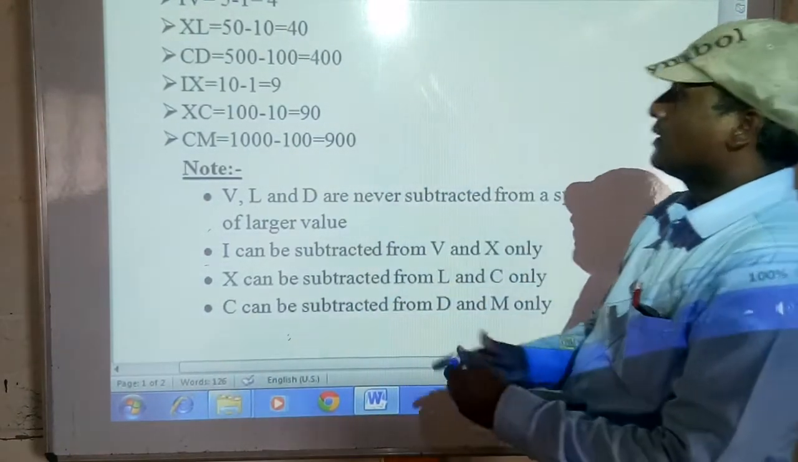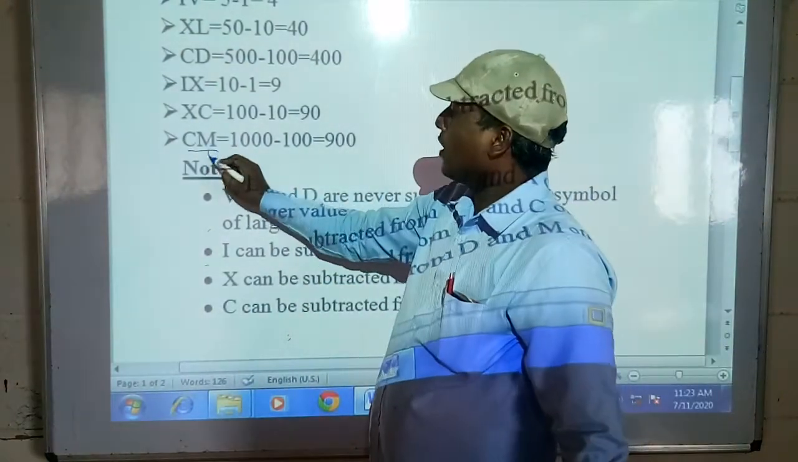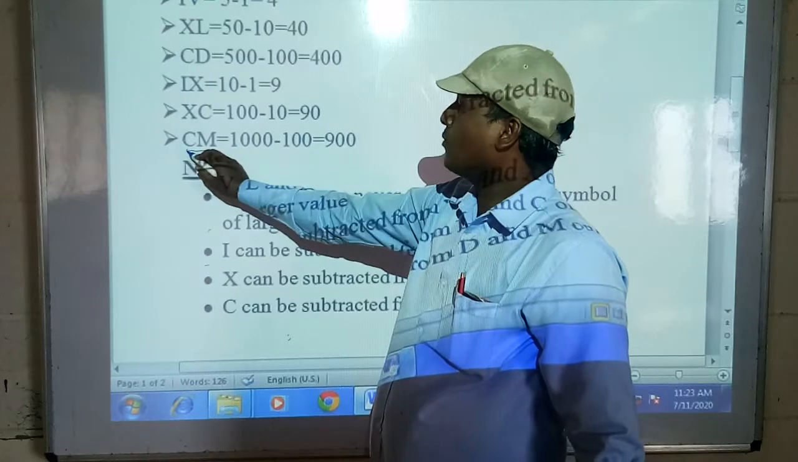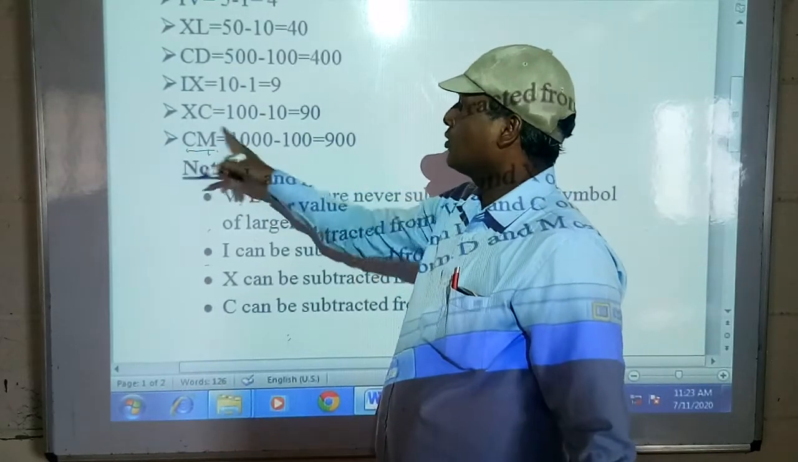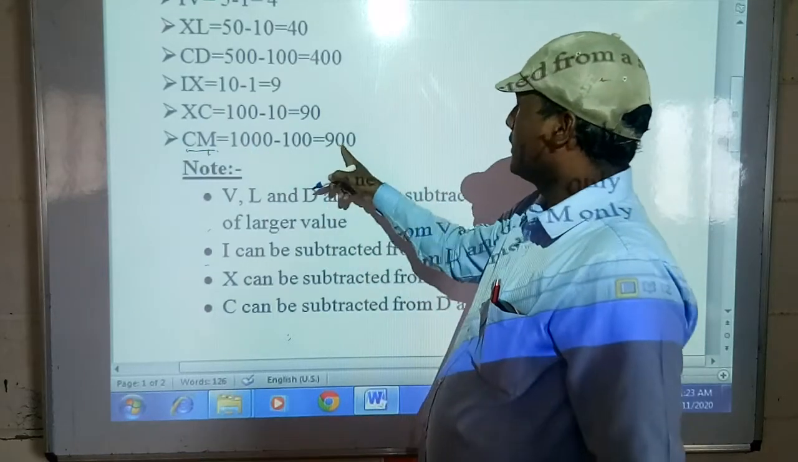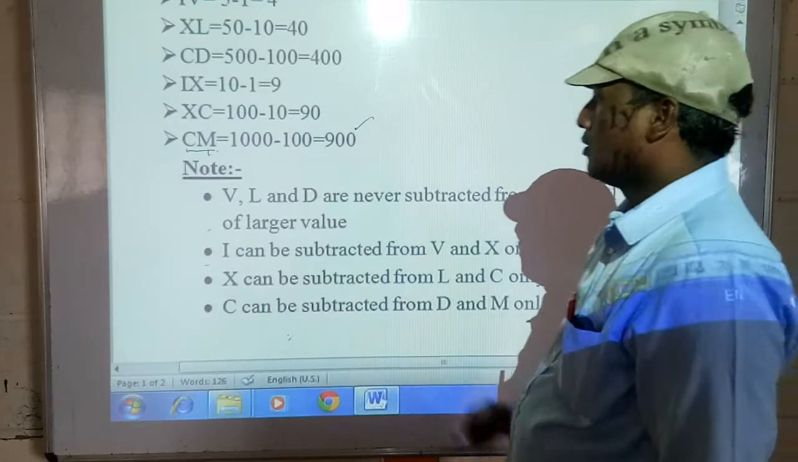Other friends, CM. Here given CM. M is equal to 1000 and C is equal to 100. M is greater and C is on the left side, so 1000 minus 100 is equal to 900. CM means 900. Are you clear?